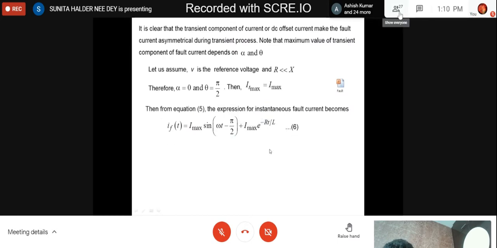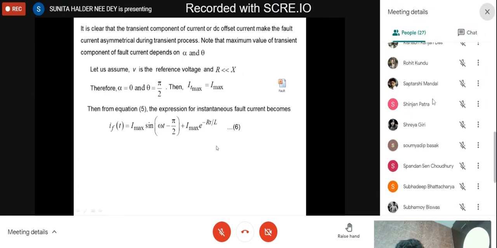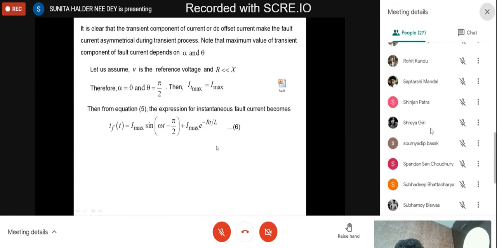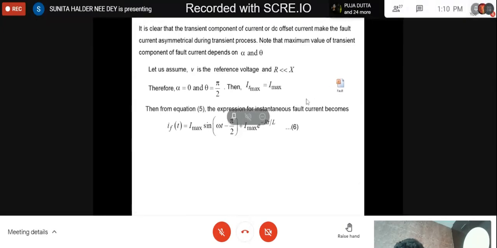So in that way this expression will be this one. This is the worst condition, when the transient current is maximum, because the transient current is additive with the steady state current and it will increase the value of fault current. Why is the higher value of fault current more detrimental? Because at that time we have to disconnect the circuit with that current, and for higher current, disconnection of the circuit is more challenging.